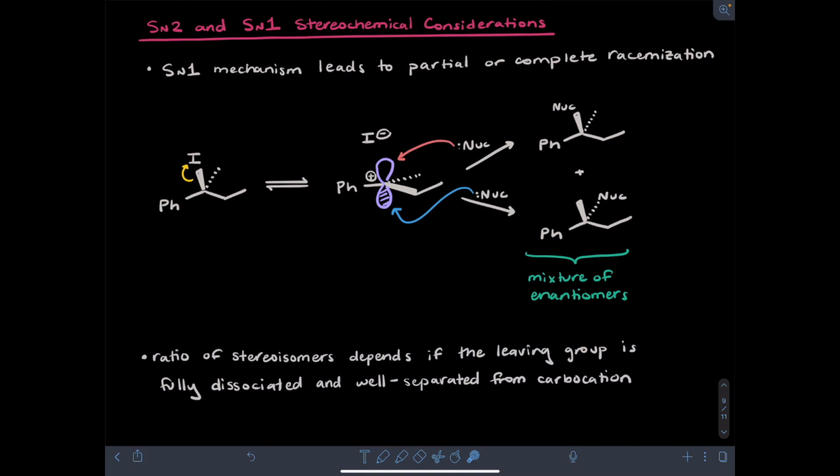And this ratio of stereoisomers that you form in the products is going to depend on whether or not the leaving group is totally gone, or if it's hanging out close to the carbocation. If the leaving group is well dissociated and well separated from the carbocation, under those circumstances you would expect equal amounts of nucleophilic attack from above or below the carbocation, leading to an equal mixture of products. If instead the leaving group is in the vicinity of the carbocation still, you may not see a complete 50-50 mixture.